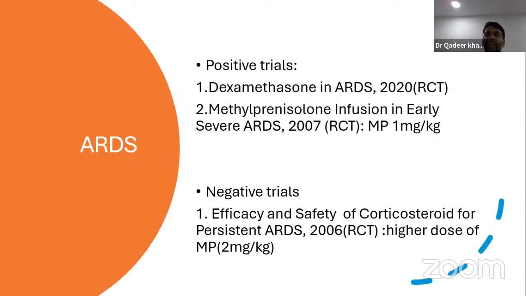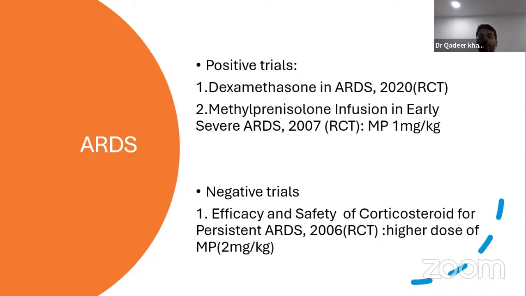As I told, the positive trials were 2 trials: dexamethasone in ARDS, which was a recent trial in 2020, and the early trial of methylprednisolone, Meduri et al., which was done in 2007. It showed the benefit in terms of ventilator-free days, increase in the PF ratios, and length of hospital stay.